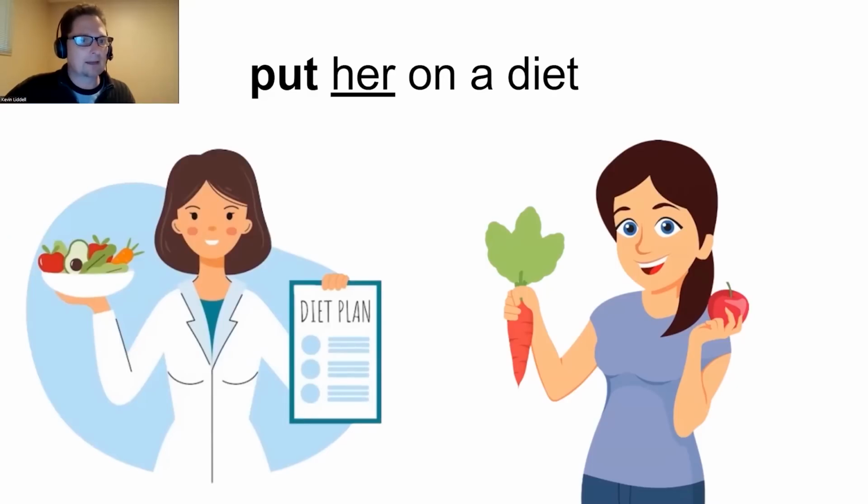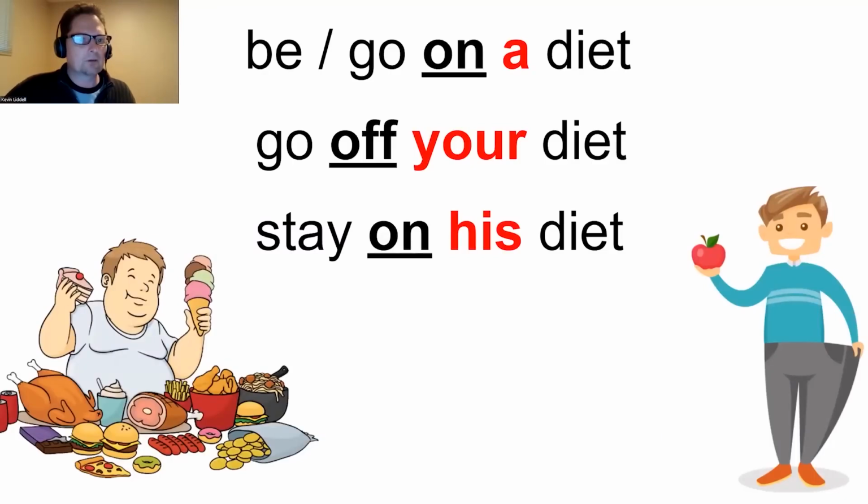Let's see another example. So we see the verbs to be or to go on a diet. But what if you want to stop your diet? We don't say stop your diet, we say go off your diet. So we see the similarity. Go on a diet and go off your diet.